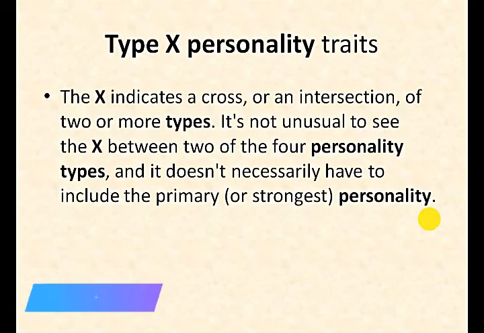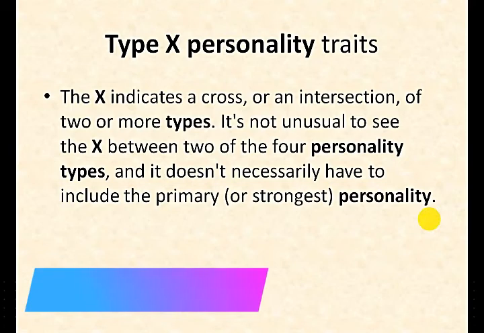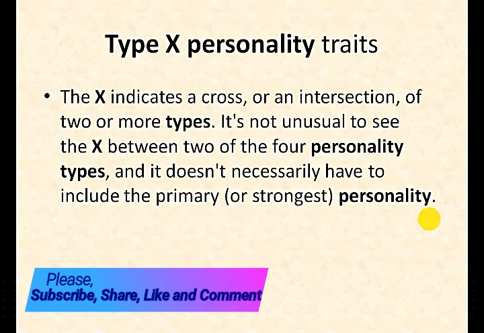Type X personality types. The X indicates a cross or an intersection of two or more types. It is not unusual to see the X between two of the four personality types, and it does not necessarily have to include the primary or stronger personality type.